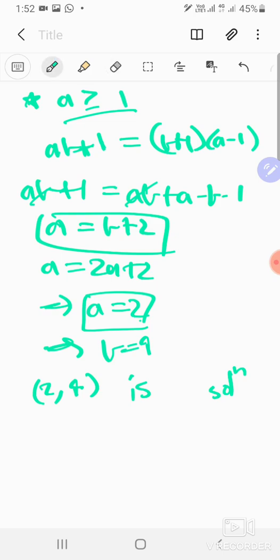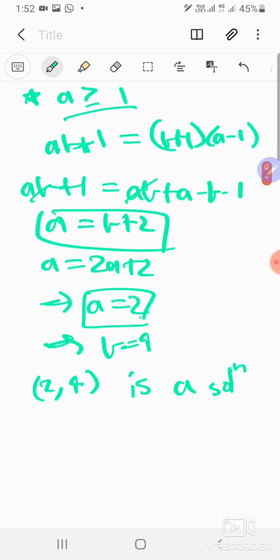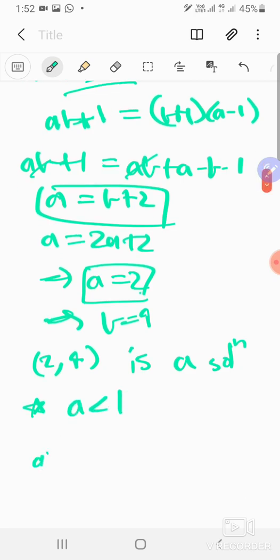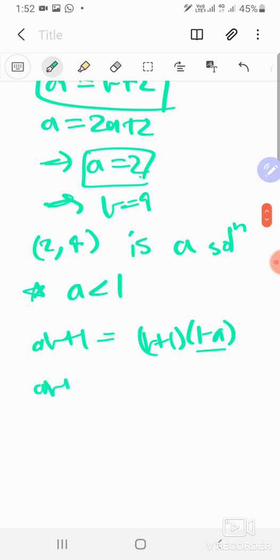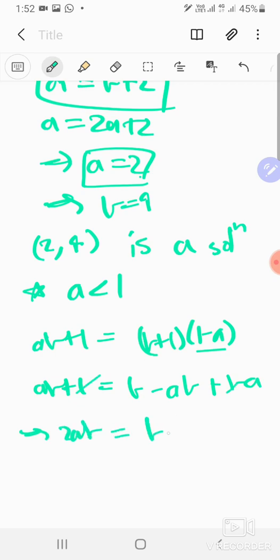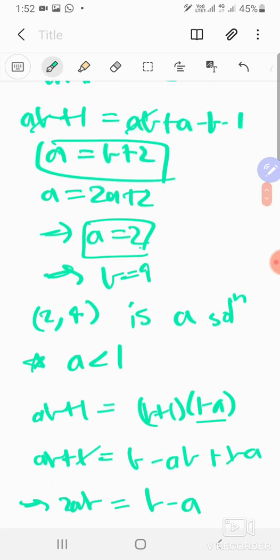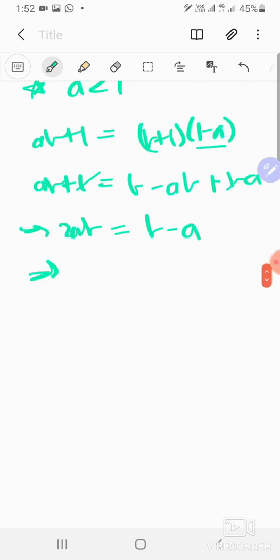And then let's look at the other case where a is less than 1. So if a is less than 1, you can open this like ab plus 1 is equal to (b plus 1) into (1 minus a), because we want this to be positive, right? So that will give me ab plus 1 is equal to b minus ab plus 1 minus a. So 2ab is equal to b minus a, right? And let's put b equals 2a over there.